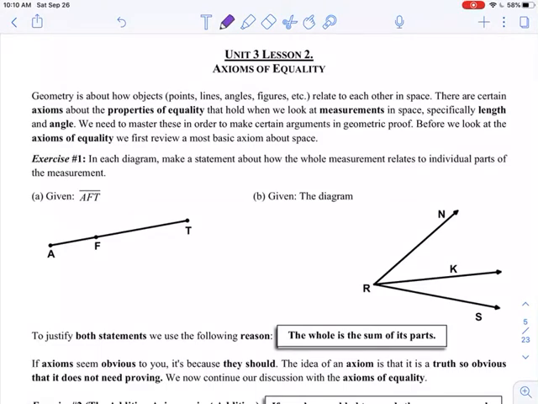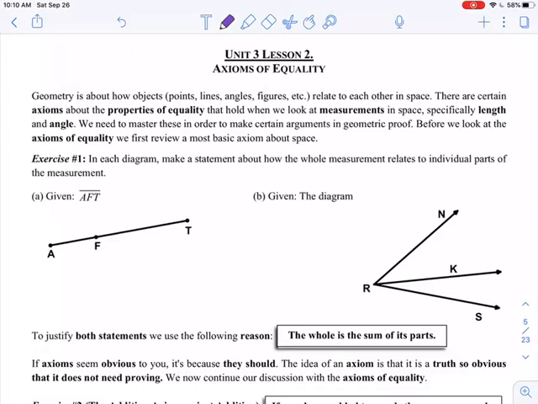Hi Geo H, this is Unit 3, Lesson 2, and today we're going to talk about axioms of equality. So geometry is about how objects, they can be points, lines, angles, figures, relate to each other in space. There are certain axioms about the properties of equality that hold when we look at measurements in space, specifically the length and the angle. So we need to master these in order to make certain arguments in geometric proof.